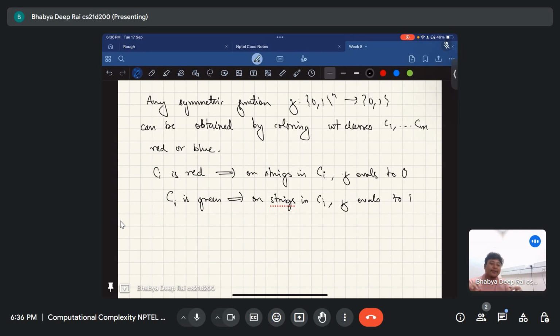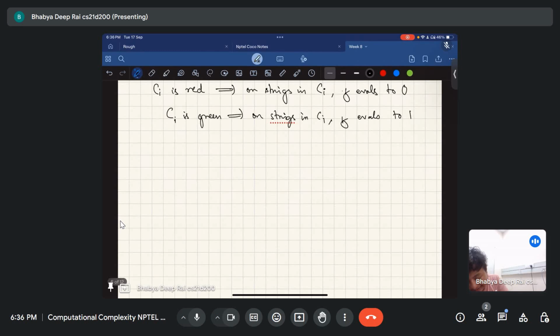So any symmetric function can be considered to be a combination of this. Of course, it is not exclusive that it should only choose one weight class. It can choose several weight classes, and on those particular weight classes, it chooses to evaluate to 1 there. Okay, so that is the idea here.